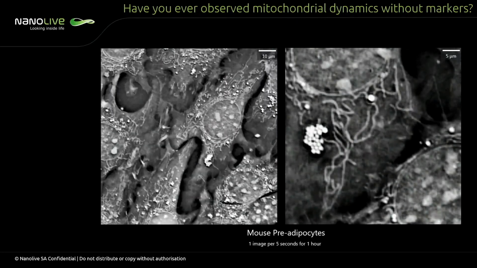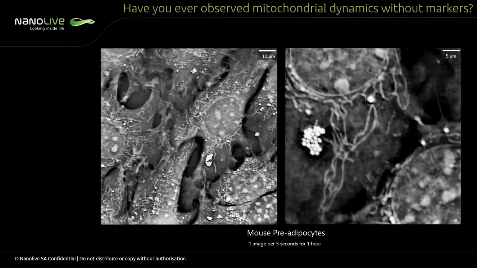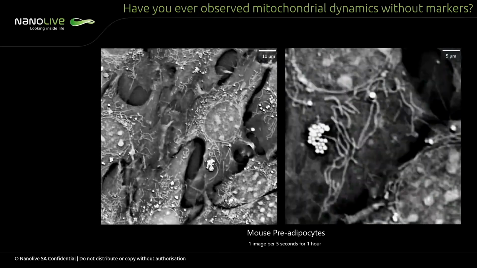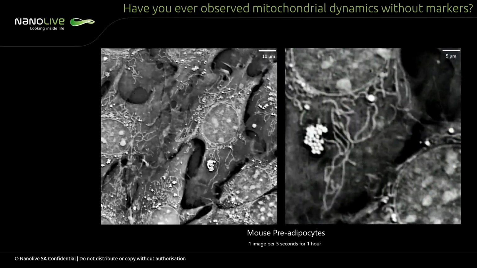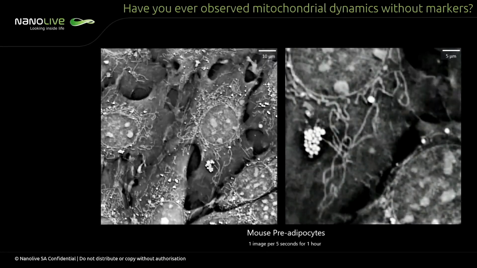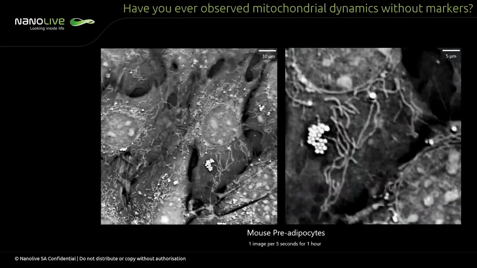So essentially, this is really one of the only systems that can allow you to see mitochondria completely label-free. Here you have an example of a zoom-in of certain mitochondrial dynamics, fusion, fission, and it's completely without any markers. So you know that you're really seeing the cells in the healthiest state possible.